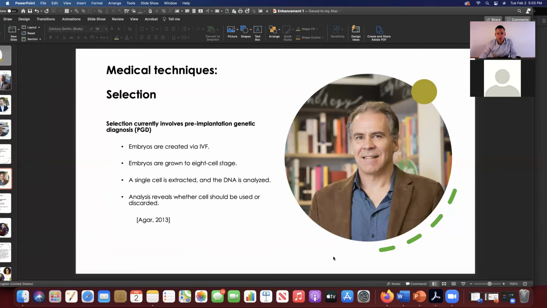Okay, that's a big question, obviously. Okay, so this is one of the medical techniques that's used for human enhancement. We select the embryos that seem best off genetically speaking, and then we'll implant those ones in the uteruses of females.